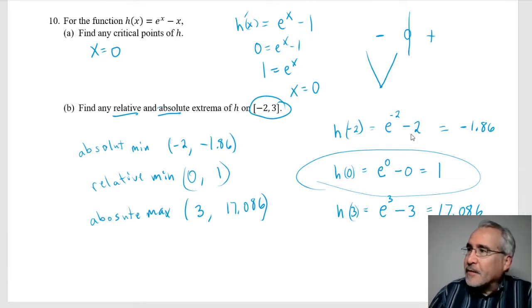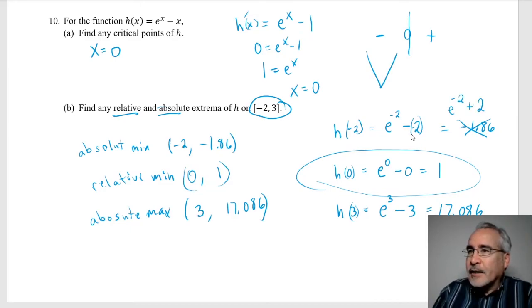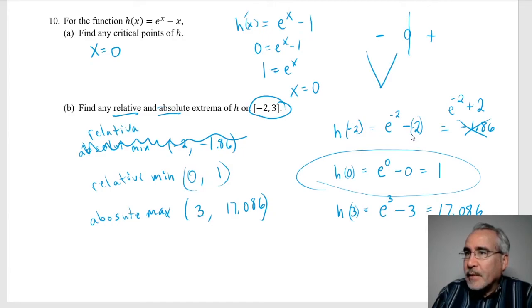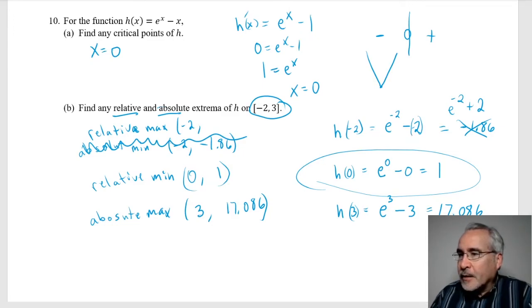Caught up again. When I plug in, this needs to be -2, so that makes it a +2. Redo my arithmetic. This is e to the -2 plus 2. So this is not an absolute minimum. It would be a relative maximum, right? Relative max. But it's not that. It's -2, e to the -2.